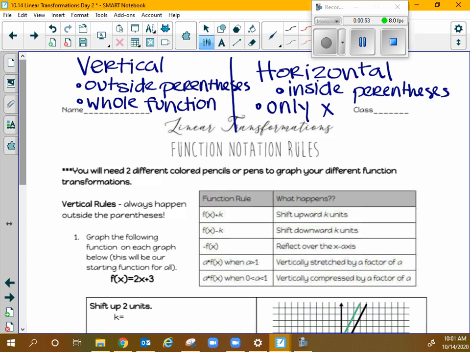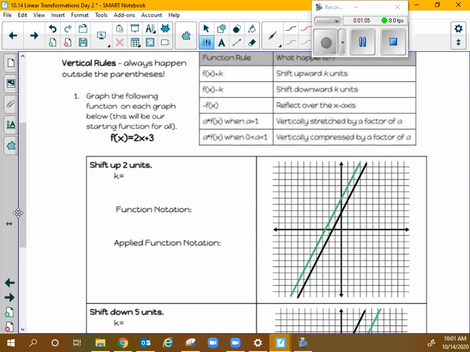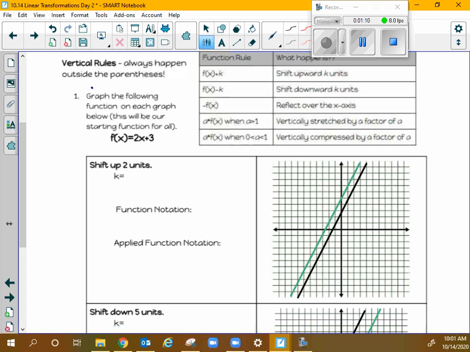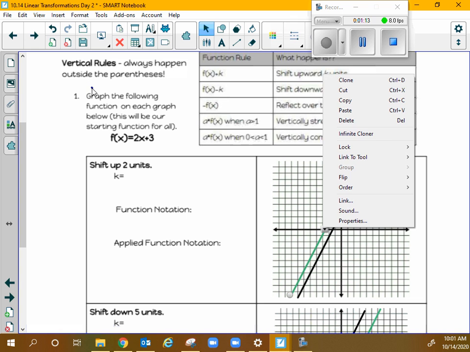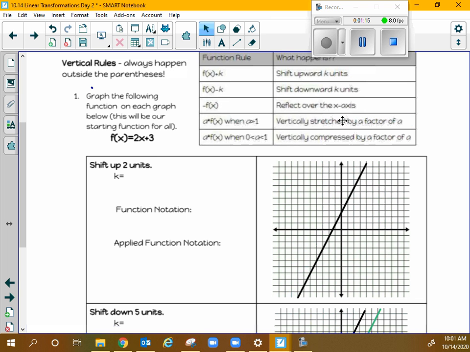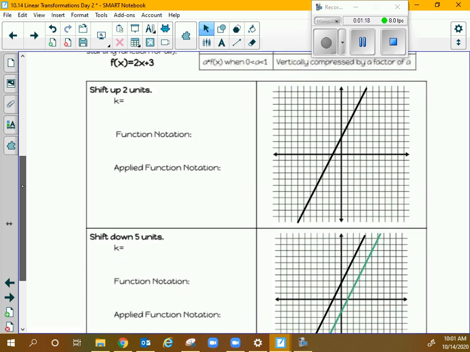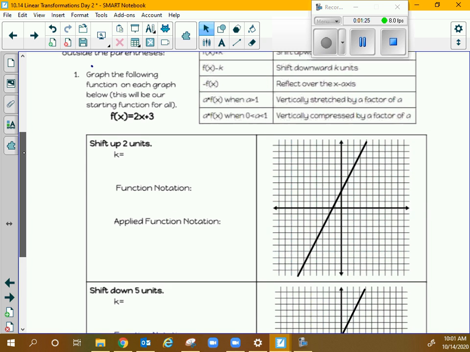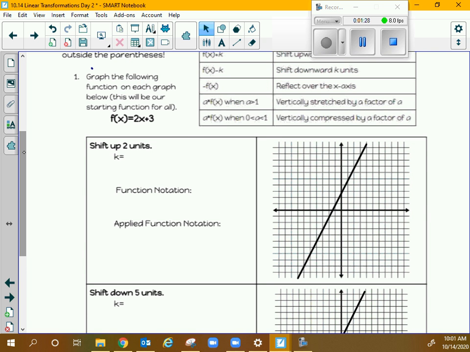It will make more sense as we start to go through, but that's something you can have on top of that page, and those are the two things that are really important to remember as you're applying transformations. For all of our vertical transformations, we are going to use the line f of x equals 2x plus 3. So on these first graphs, graph in your pencil, your original color, f of x equals 2x plus 3. Graph that on both of those.